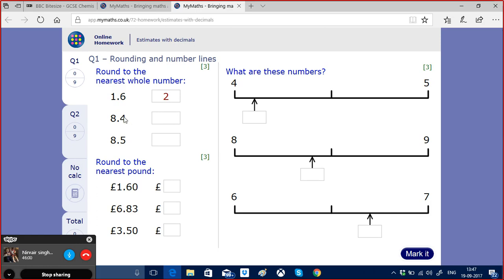Yeah. Next. 8.4. 8. Yes, 8.5. 9. Great. Round to nearest pound, 1.60. 2 pounds. Great, 6.83. 7 pounds. Yes, 3.50. 4 pounds. Good. What will be this number? In decimal, you had to tell. Here is 4, here is 5. So 4.2? Yes, 4.2 you are saying, great. What will be here?